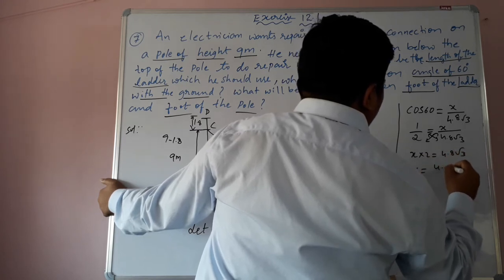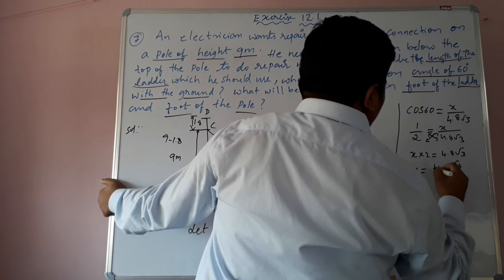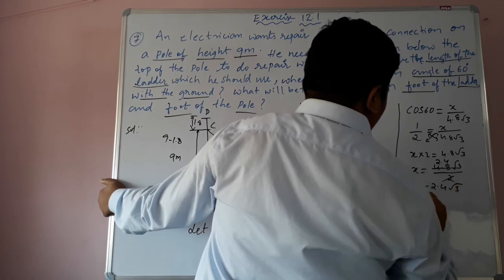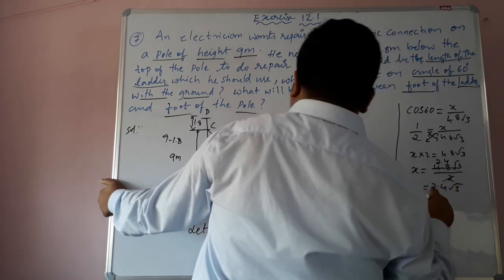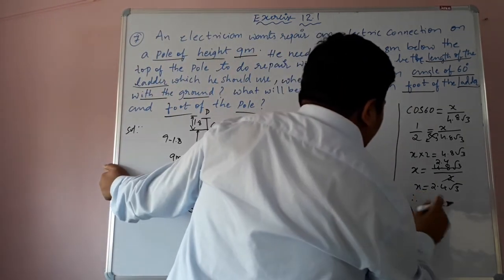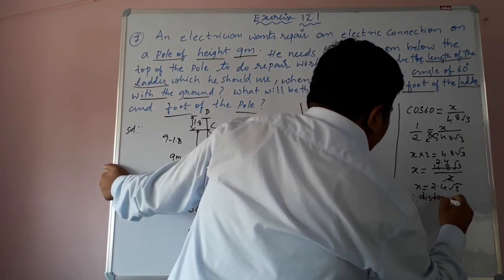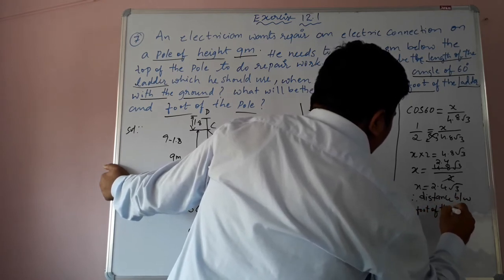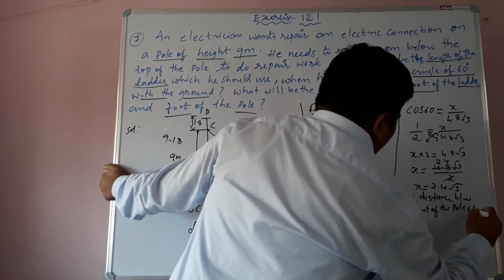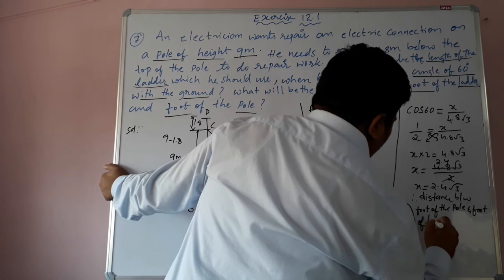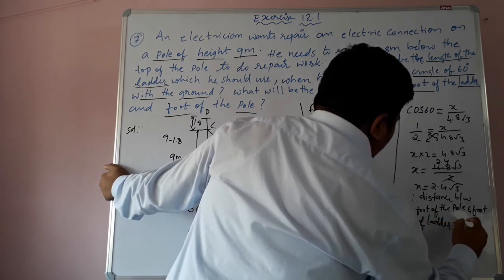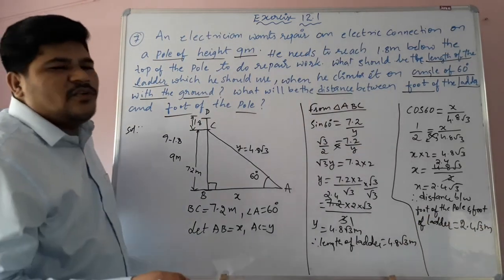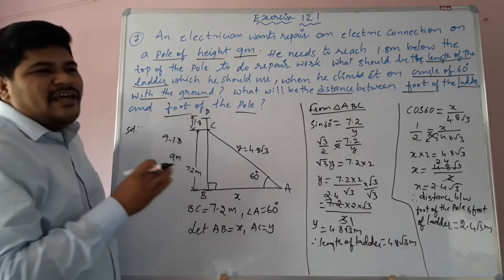So then x is equal to 4.8 root 3 by 2. So 2.4. So x is equal to 2.4 root 3. Therefore, x is what, students? That is the distance between the foot of the pole and the foot of the ladder. Foot of ladder is equal to 2.4 root 3 meters. So students, here you can also take root 3 is equal to 1.732 and solve. So in this way we will solve this problem.